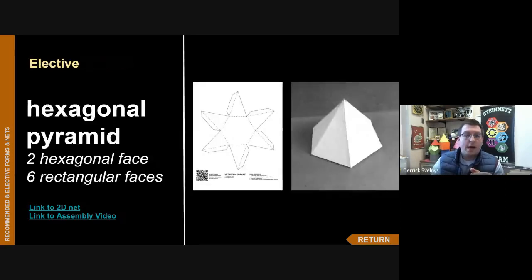All right, now into our elective forms. So this is the hexagonal pyramid. Why? Because it has a hexagonal base, and it's got 6 triangular sides that, again, meet at an apex. This one, if you look on the screen, when this one is unfolded flat, it looks like one of the 4 stars on the Chicago flag.